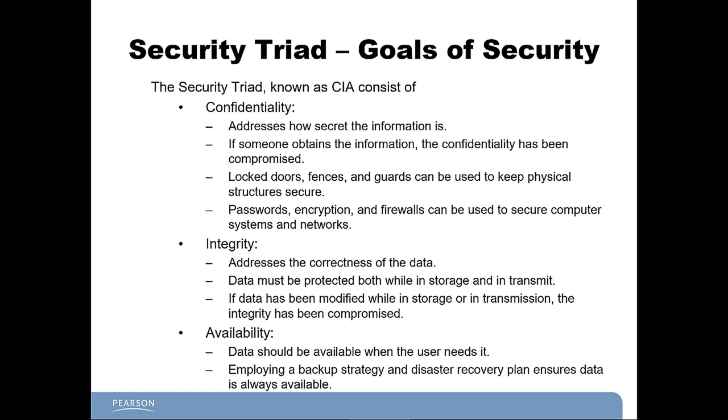With integrity, this addresses the correctness of the data. What's the likelihood that the data was changed in transit? Data must be protected both while being stored and in transit. If the data has been modified in storage or transmission, is there a way to verify that it was on purpose or had a legitimate reason? Because the integrity could be compromised if the data wasn't changed correctly or on purpose. Next, availability. That's pretty straightforward. The data should be available when people need it.